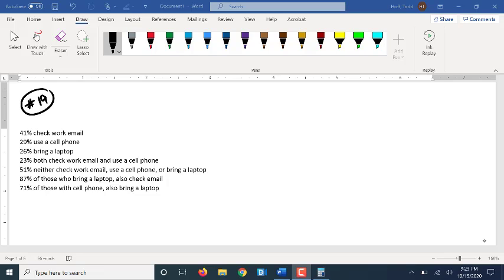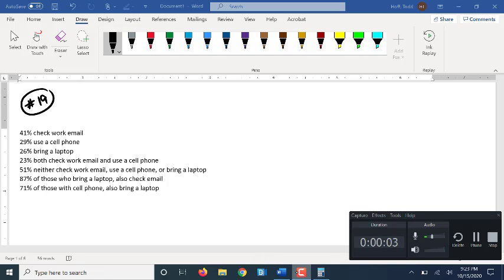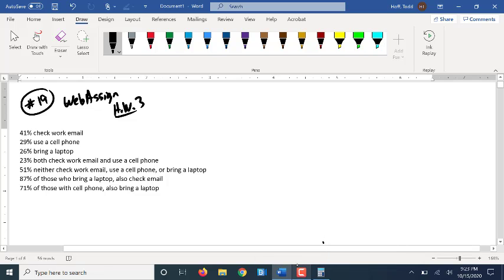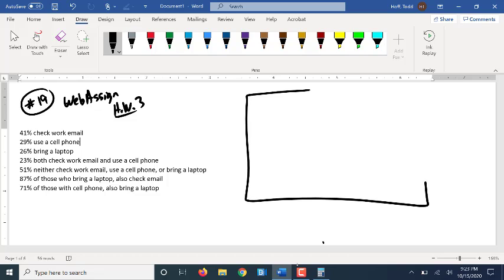There's one problem that is proving to be a real stumper right now on the homework. This is out of the WebAssign homework for week 3, problem number 19. So this one is stacking up as, we have this given information. So this is going to be a Venn diagram.